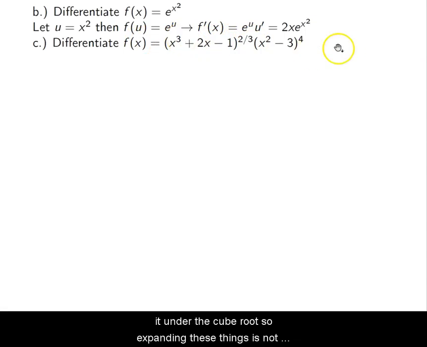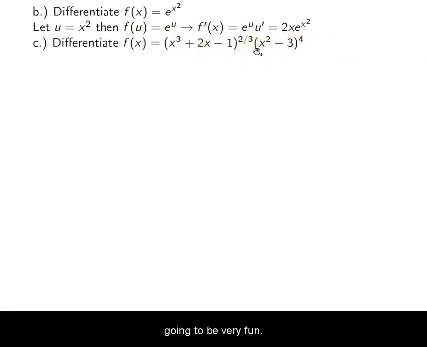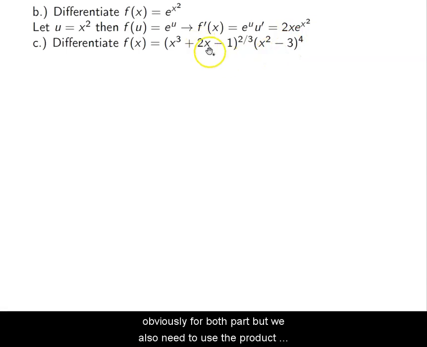So expanding these things is not going to be very fun, right? Especially if we have to differentiate after that and then simplify everything. So wouldn't it be a lot easier just to simplify as we go? So here we're going to use the chain rule, obviously, for both parts, but we also need to use the product rule, right?